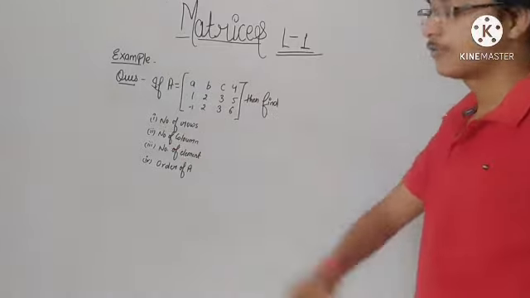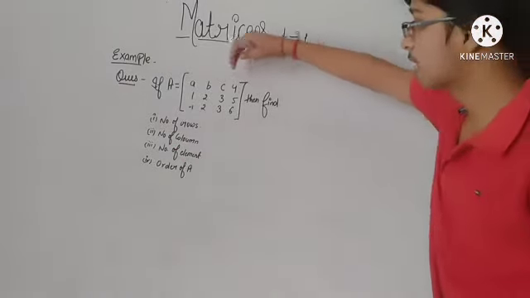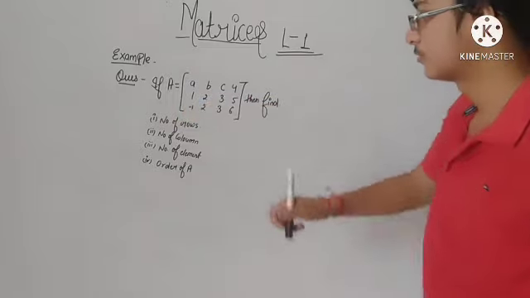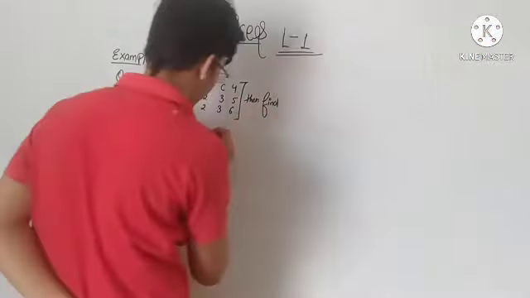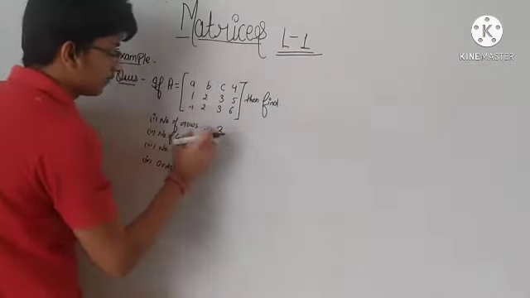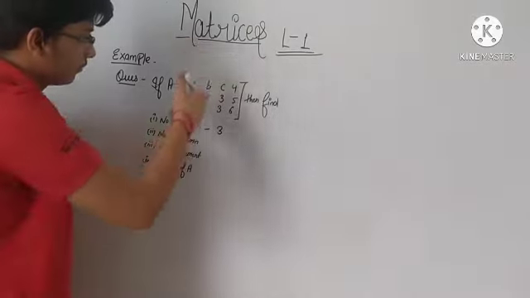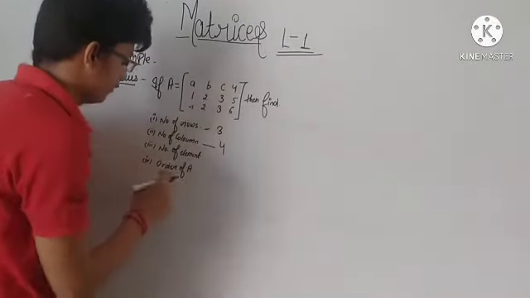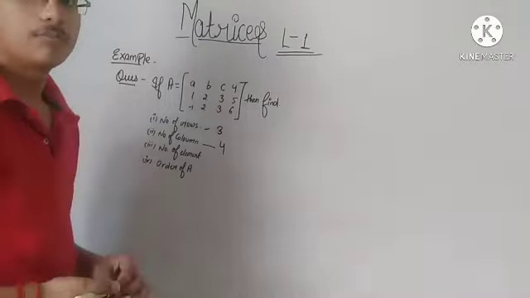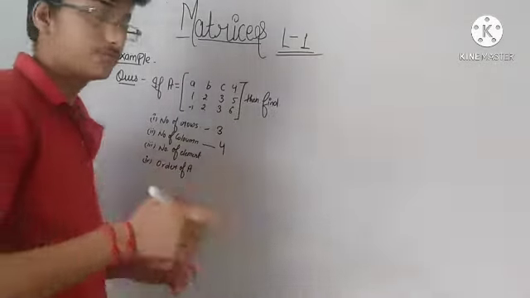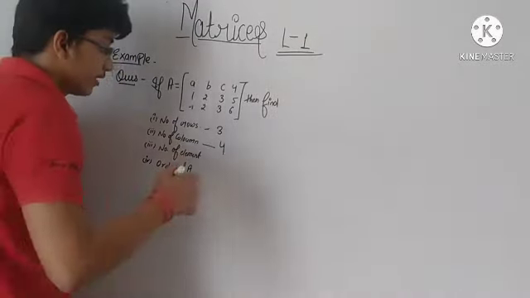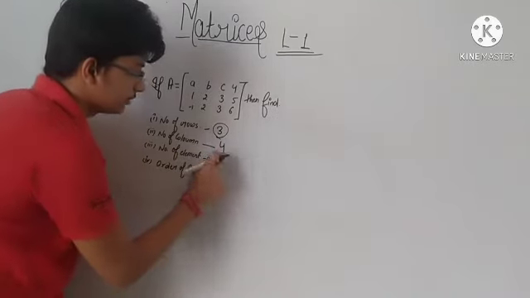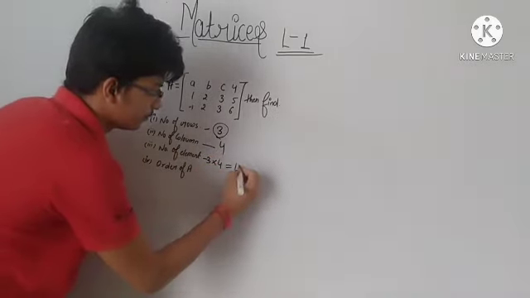So what is the number of rows? Count 1 row, 2 row, 3 row. So here we can write 3. And the number of columns: 1 2 3 4. Number of elements. R into C. So here R is 3, so 3 into C, 4 equals to 12.